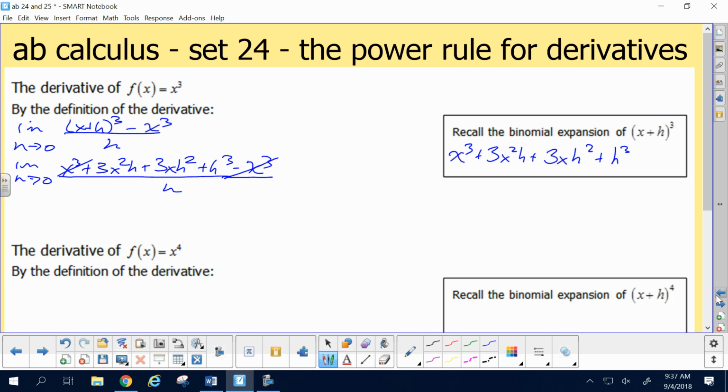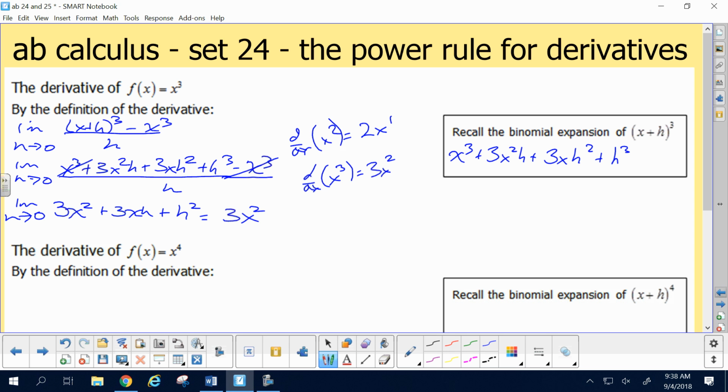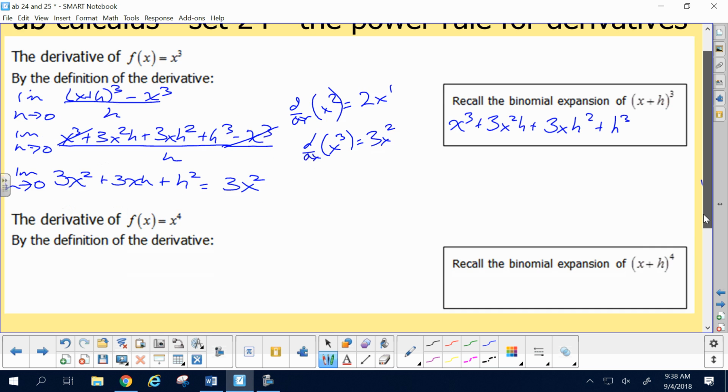Alright. The x cubeds subtract away. Everything left has an h in it, so I can divide an h out. When I divide an h out, what is left? 3x squared plus 3xh plus h squared. Now, the last terms have an h in them, so they'll go to 0, leaving me with just the 3x squared. So, again looking for patterns, the derivative of x cubed is 3x squared. The derivative of x squared was 2x to the first. What do you reckon the derivative of x to the fourth is? 4x cubed. We'll see.